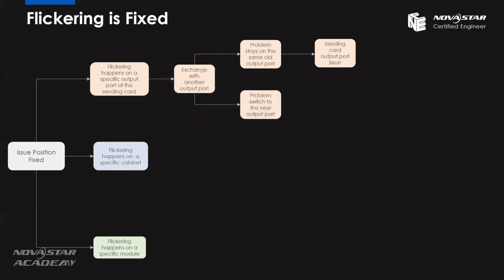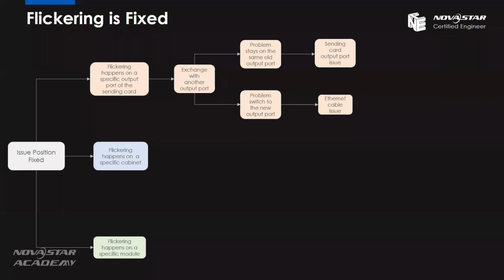And if the problem switches to a new output port, which means the problem follows the Ethernet cable to a new one, we can locate the issue on the Ethernet cable. So this is about screen flickering on a specific output port of the sending card. We can do the exchange between the normal output port and the abnormal one, to locate whether the issue is on the output port or on the Ethernet cable. And let's see the second situation.